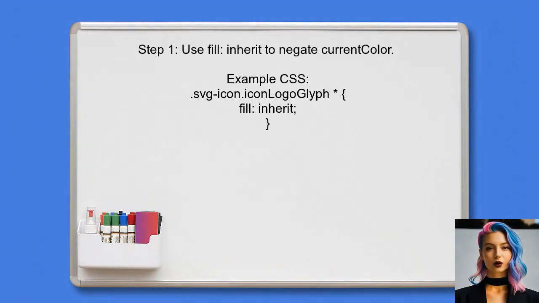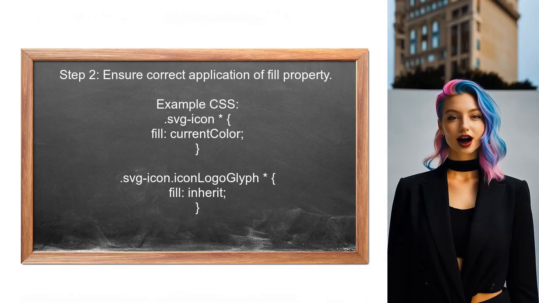To negate the fill property set to currentColor, the user can utilize the CSS inherit value. This allows the SVG elements to take on their natural colors instead of the inherited color from the parent. Next, the user should ensure that the fill property is applied correctly to the specific icon class. This will allow the SVG to display its original colors while still using currentColor for other icons.